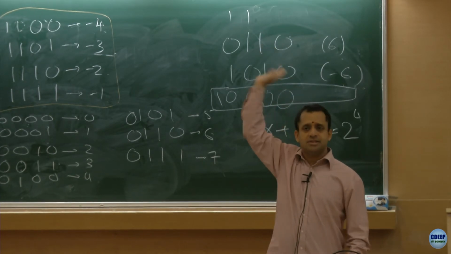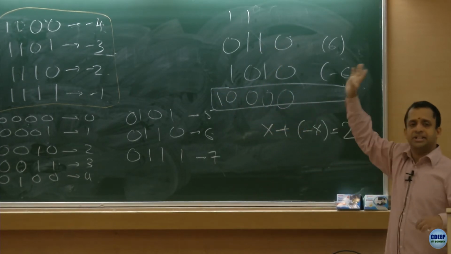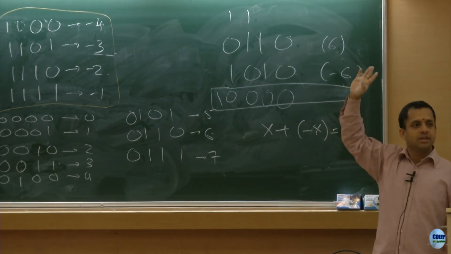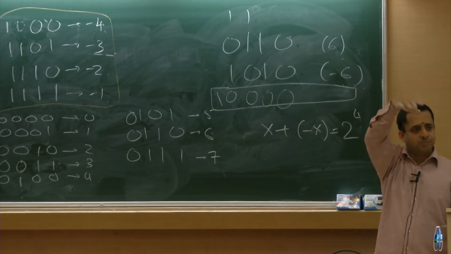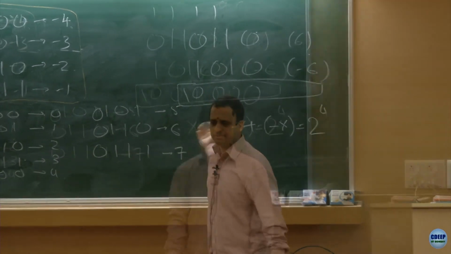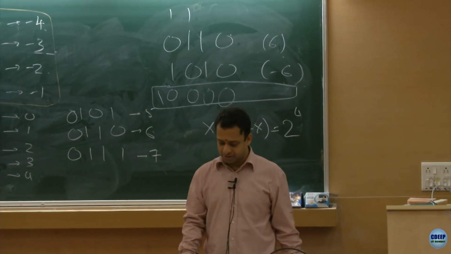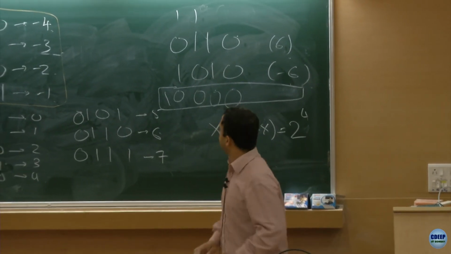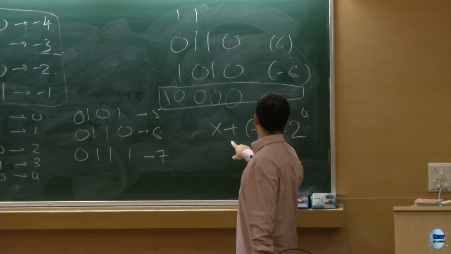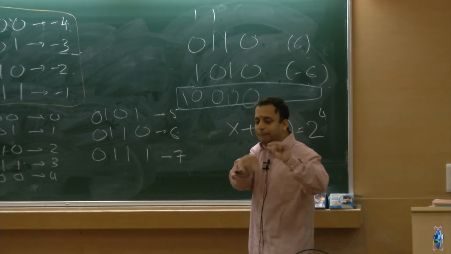How many of you got this? How many of you are able to get this addition to be 2 raised to 4? The rest, please make sure that you pick a value and kind of ensure. This is the same idea for any other summation. So this method, what you're basically doing is representing minus x as 2 raised to 4 minus x.